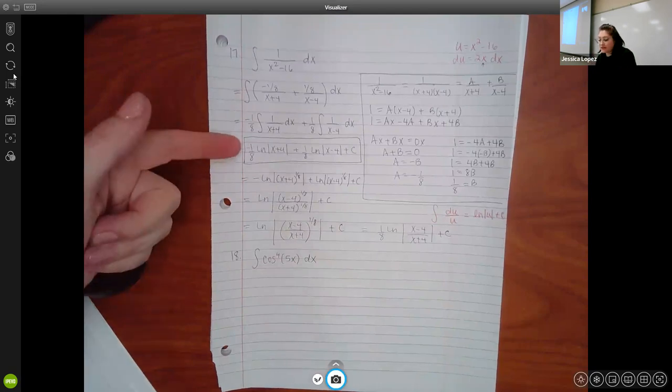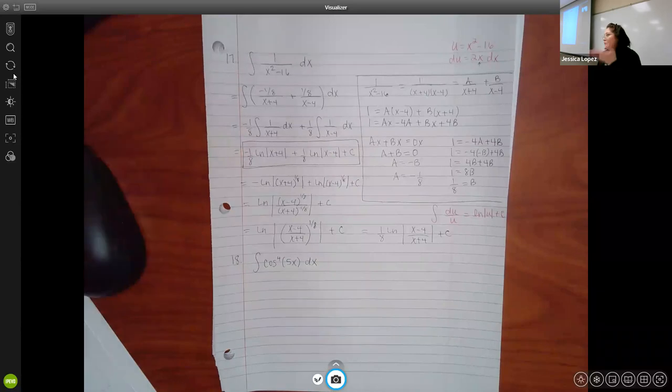I boxed that one just because I like that one. And that's the one you get right after you do integration, right? So that's normally the one I like, but I've seen them in all these other forms.